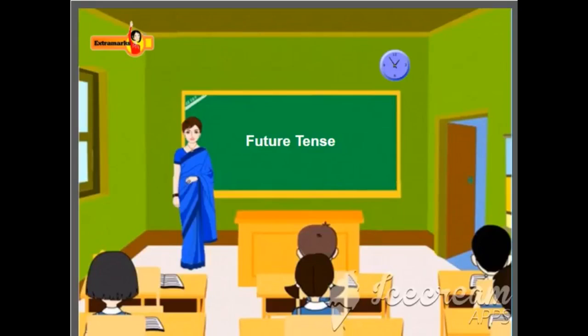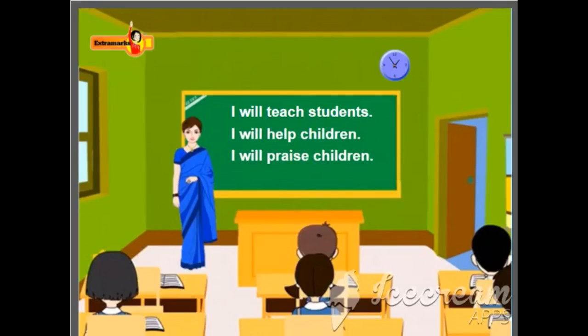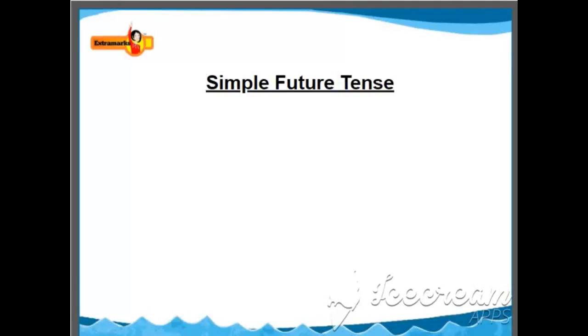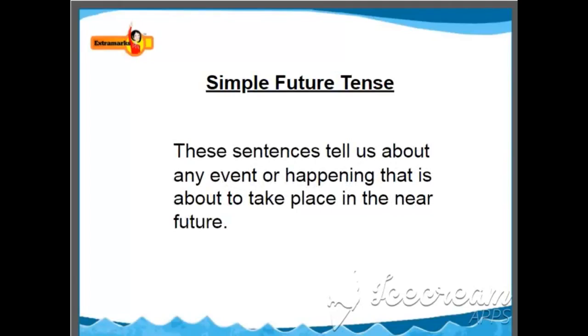Look at some of the sentences we have written, like I will teach students. I will help children. I will praise children. I will be a good teacher. All these sentences are in the simple future tense. These sentences tell us about an event or happening that is about to take place in the near future.